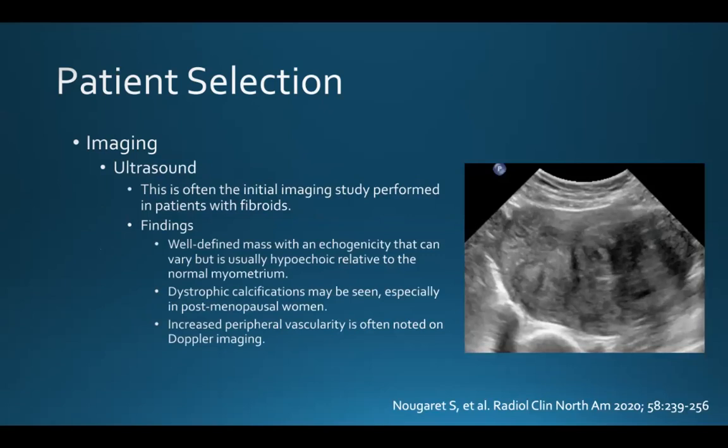Ultrasound is usually the initial imaging study performed in patients with fibroids. Fibroids appear to be a well-defined mass with an echogenicity that can vary, but it's usually hypoechoic relative to normal myometrium. In postmenopausal women, dystrophic calcifications can be seen, and there may be increased peripheral vascularity on Doppler imaging.